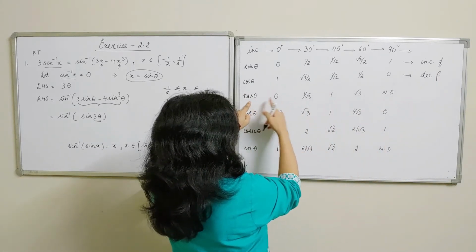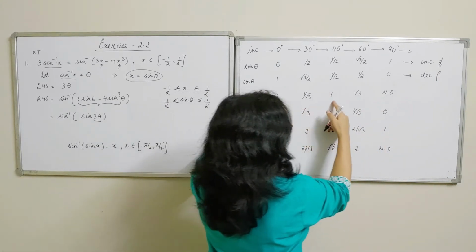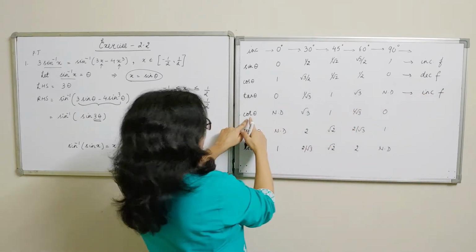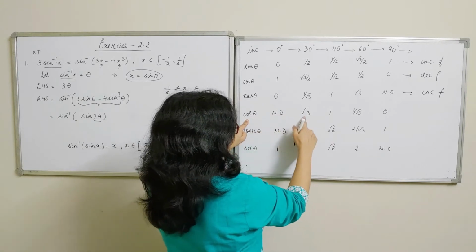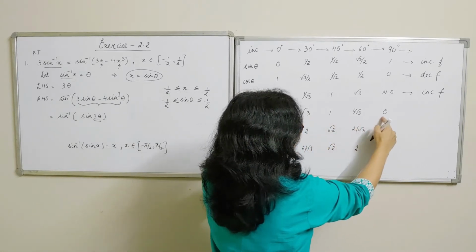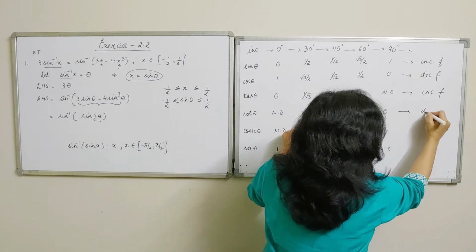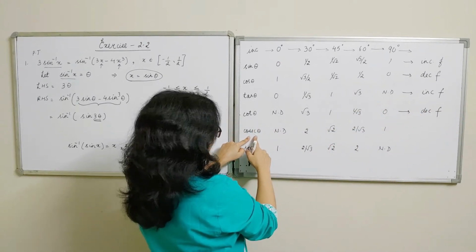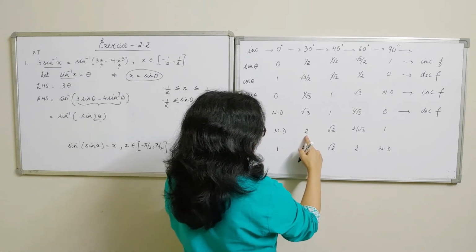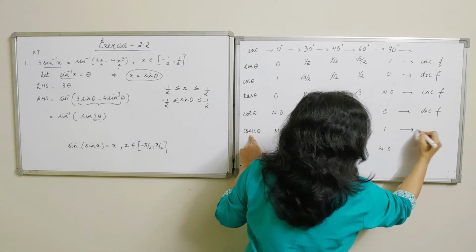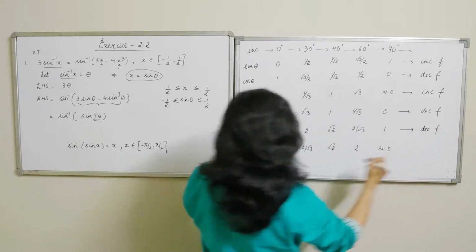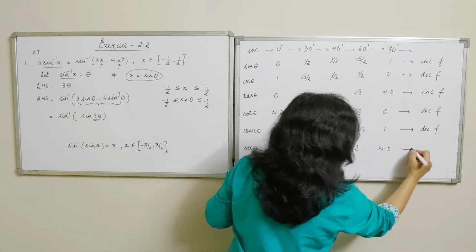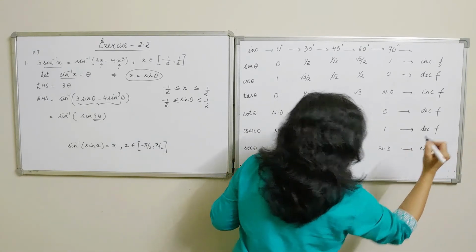Likewise, moving on to tan theta, the value goes from 0 to 1 to root 3. So this is an increasing function. Look at the values of cot theta, the value is root 3 and then it is decreasing to 0. So that means cot theta is a decreasing function in the first quadrant. Likewise for cosec theta, you can see the value decreasing from 2 to 1. So this is a decreasing function. Sec theta value is increasing from 1 to 2. So this is an increasing function.